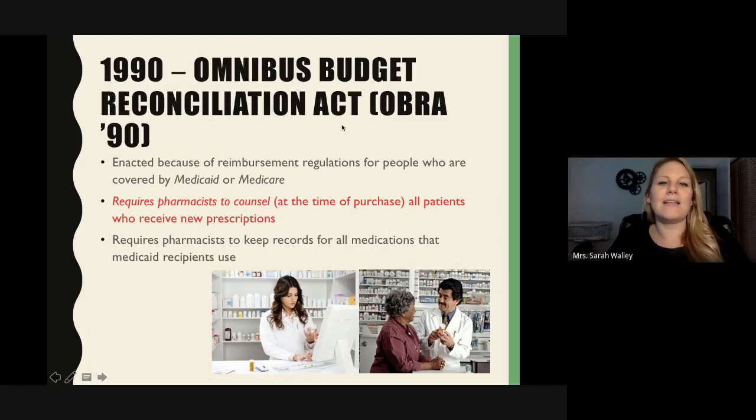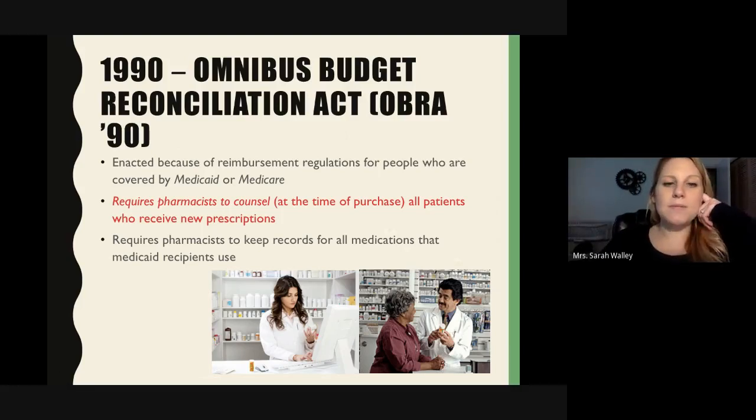Okay, so 1990, Omnibus Budget Reconciliation Act, or OBRA 90. You probably heard of this last year in health science. It was enacted because of reimbursement regulations for people who are covered under Medicaid or Medicare. It requires pharmacists to counsel at the time of purchase all patients who receive new prescriptions. That's the biggest thing this did for the pharmacy specifically: it required pharmacists to start counseling patients.